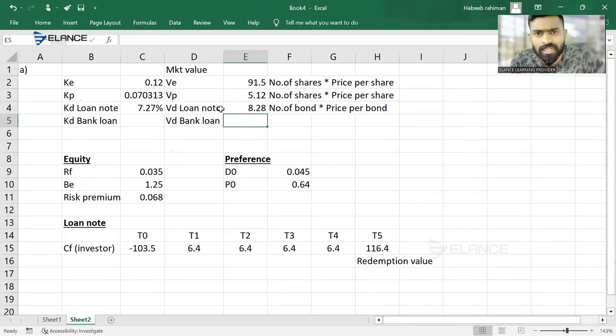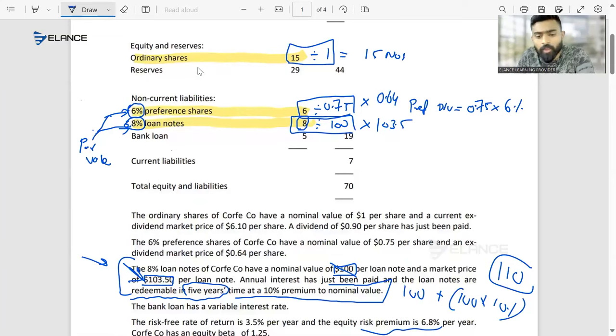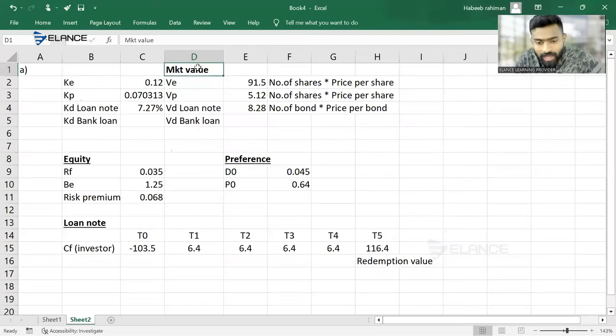See, bank loans are tradable or non-tradable? Debentures could be traded in the stock market. Bank loans, are they tradable or non-tradable? They are non-tradable. So they don't have a market value. Since they don't have a market value, their book value is deemed to be their market value. Their book value of 5 million is deemed to be the market value. That's it for the VD of the bank loan.